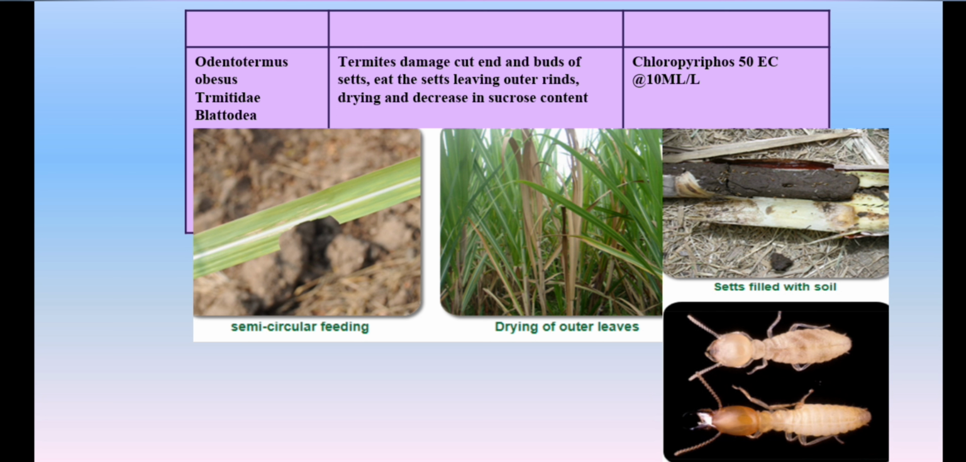The termites will damage cut ends and buds of the seeds and eat the seeds, leaving only the outer rind. There will also be a decrease in the sucrose content. Management: spraying with chlorpyrifos 50 EC at the rate of 10 ml per liter.